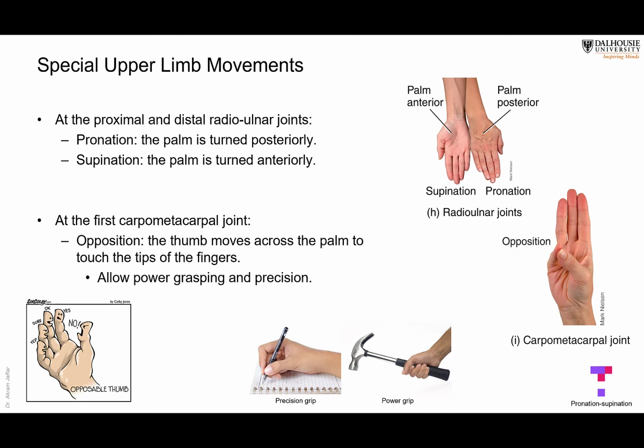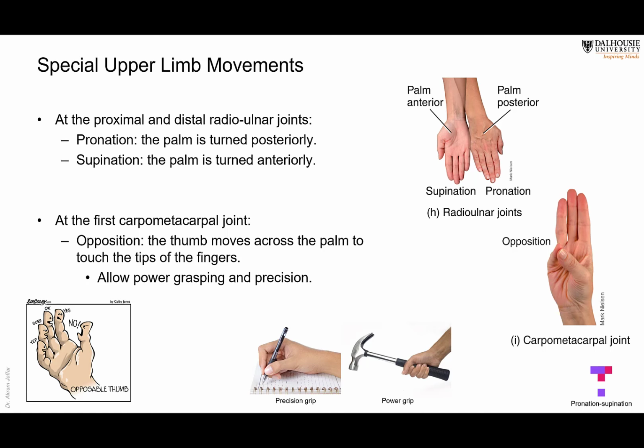And then for the thumb, which is the most important of our fingers, there's a movement which is called opposition. Opposition is when you bring the thumb so that the pad of the thumb touches the pad of other fingers. And this is a very important movement for the precision movements of the hand, as well as for the power grip.